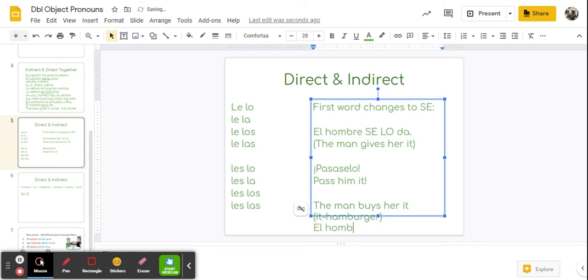So I'd say el hombre, subject comes first. Then I'd have my indirect object pronoun. So I'll put le for now for "her." "It," for a hamburger, would be la because hamburguesa is feminine. Then compra is my verb. Compra's ending goes with hombre for the "he" one. So since I have le, la in a row, this le is going to change to se because I want it to sound pretty.